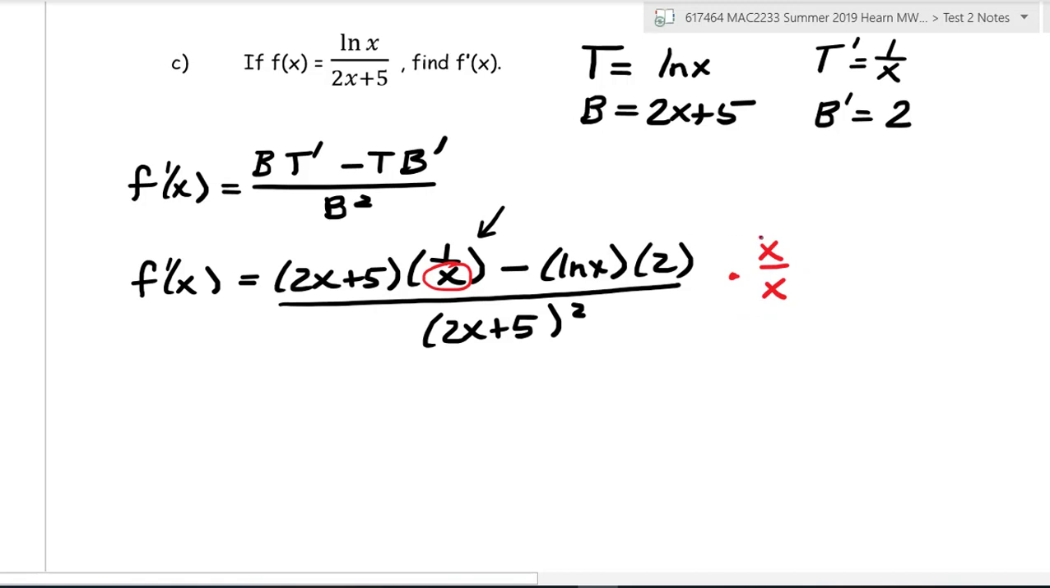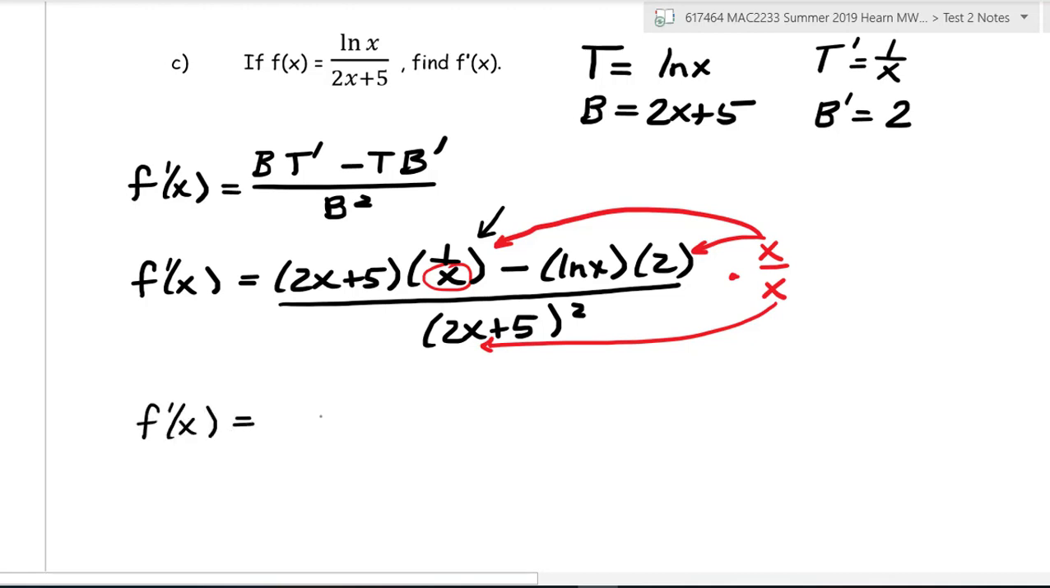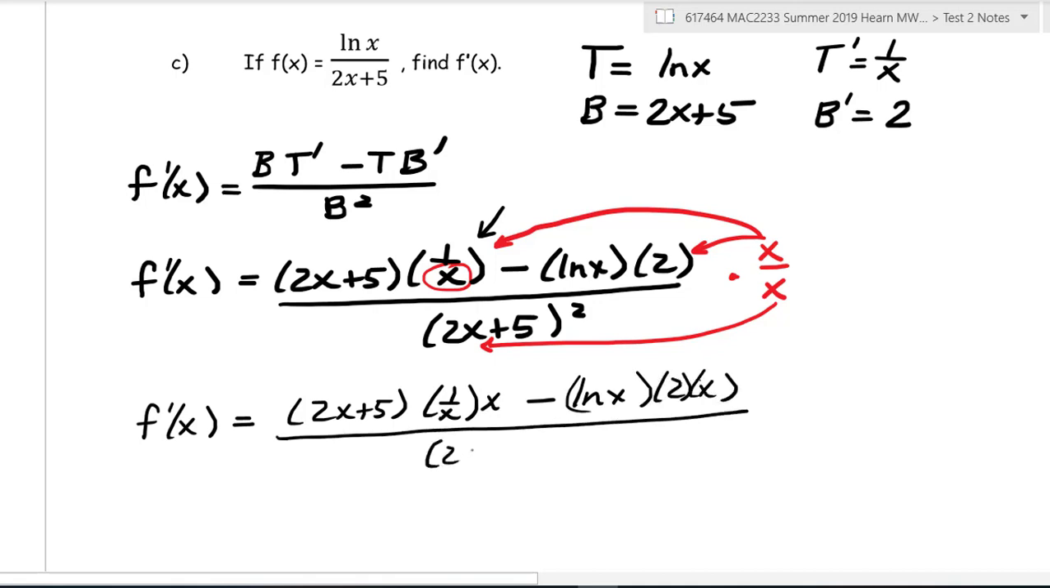I'm going to distribute the x in the top to the first term and to the second, and the x in the bottom to this term on the bottom. So we have f prime of x equals 2x plus 5 times 1 over x times that x minus the natural log of x times 2 times x over (2x plus 5) squared times x, although I'm going to write the x in the front there.